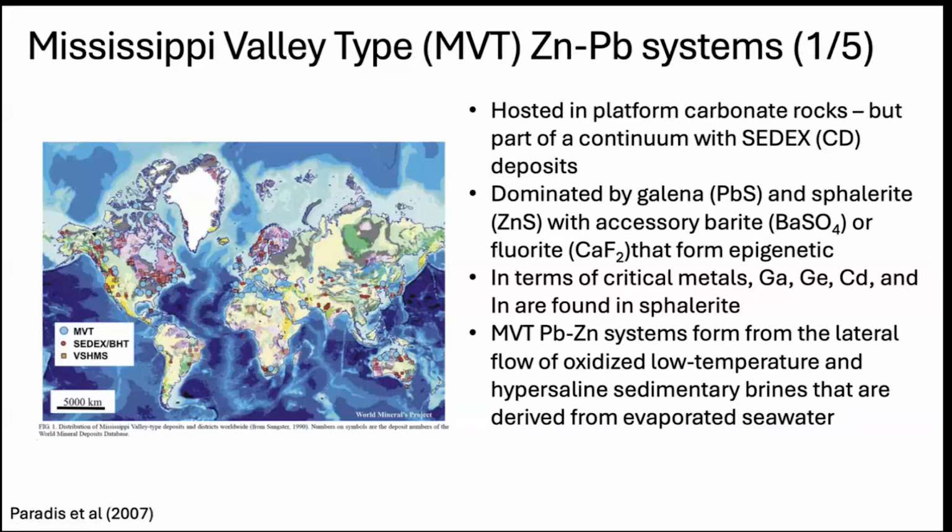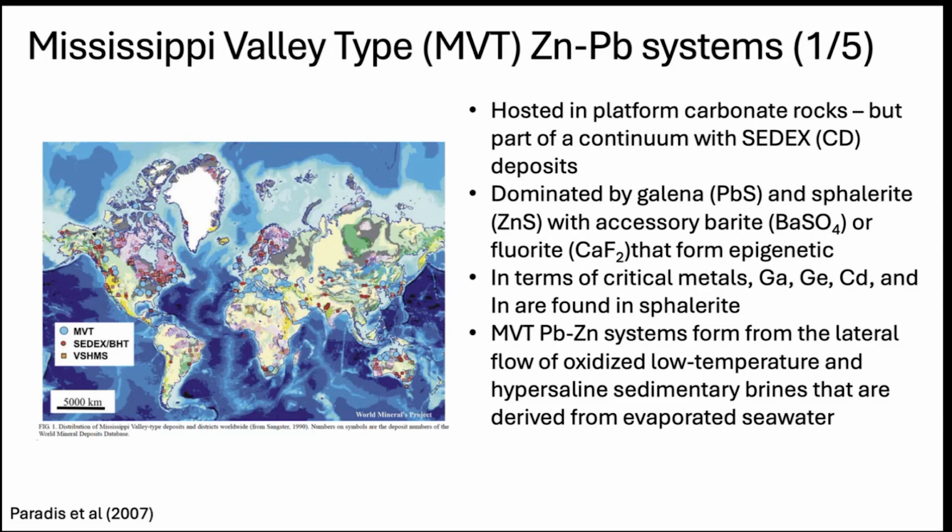Yep, so here's MVTs, Mississippi Valley types. So while our SEDEX tend to be found in clastic sedimentary rocks, although they can have carbonates in them, MVTs tend to be hosted in platformal carbonate rocks. But as I said before, they're part of the continuum with SEDEX. They're dominated by galena and sphalerite, and commonly have accessory barite, which is barium sulfate, and fluorite that forms epigenetically. In other words, the mineralization tends to happen sometime, and in some cases significantly long after the rocks were formed.